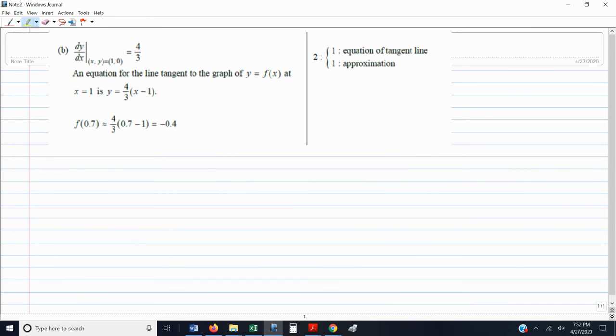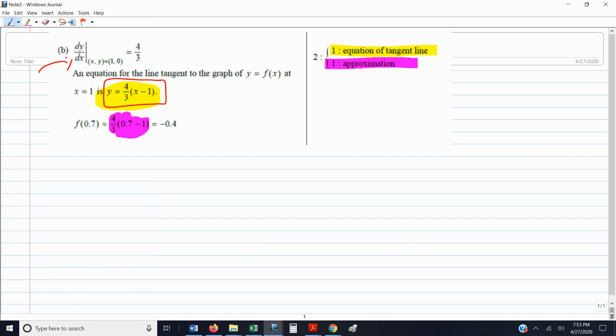The first point was the equation of the tangent line. So that was getting the equation of that tangent line. You can see the work leading up to that. There's that notation. When you plug in 1 and 0 to the derivative, you get 4/3. That was our slope. They wrote it out in a sentence: an equation for the line tangent to the graph of y equals f of x at x equals 1 is, and there's the equation of the line. You don't have to write all that. They're going to just be looking for this. And then the second point is the approximation. And like we said, you're allowed to leave it and not simplify to negative 0.4.